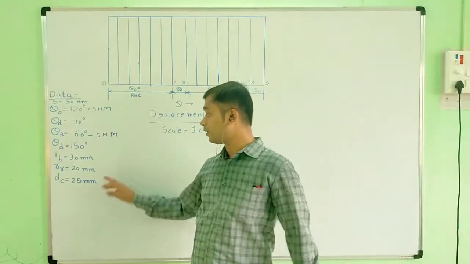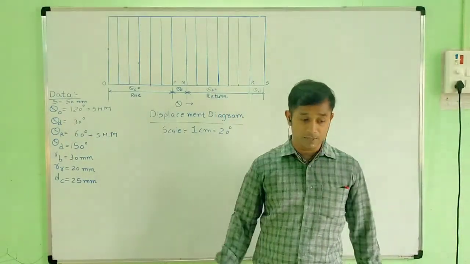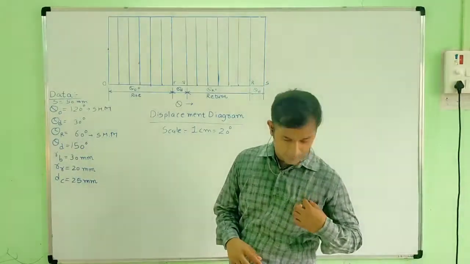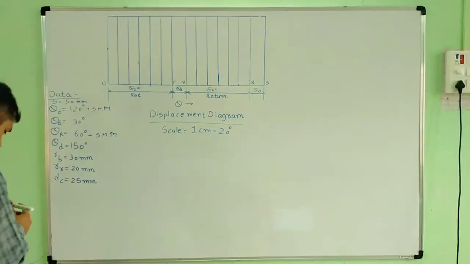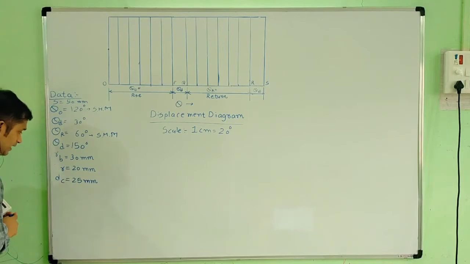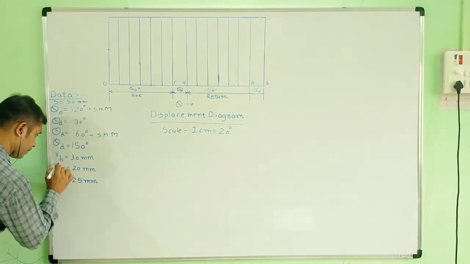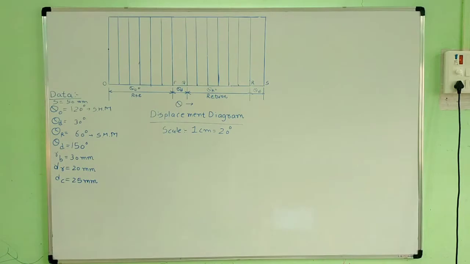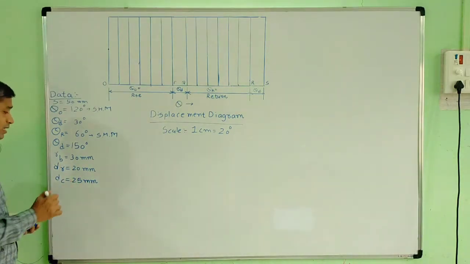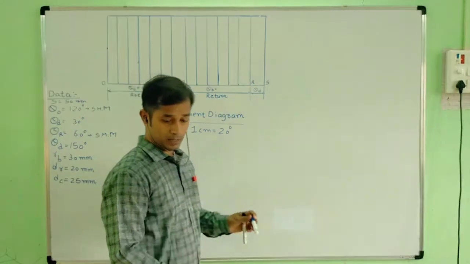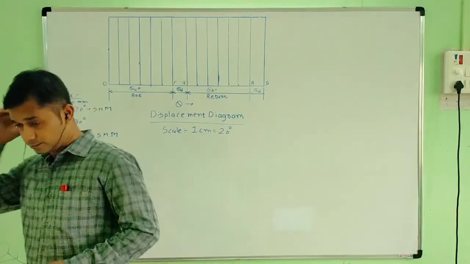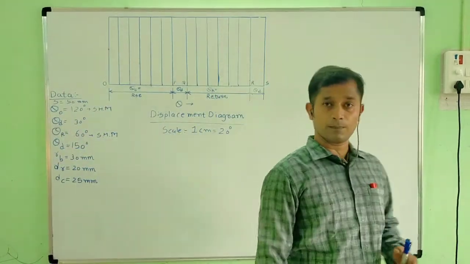Now the diameter of the roller is 20 mm and the diameter of the camshaft is 25 mm. This is the diameter of the roller, and radius. The diameter of the roller, and the diameter of the camshaft is 25 mm. So this is the problem of a roller follower. It is very important from the exam point of view.